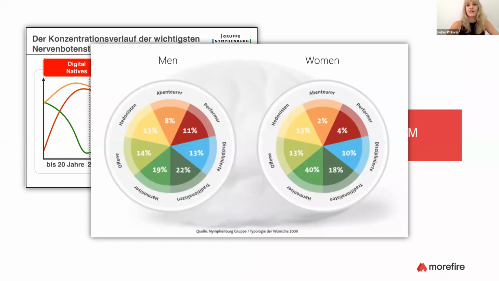Then gender can also tell us something about our target group. Here we see the distribution of the German population among the limbic types, divided into male and female. And it becomes visible that women, for example, are much more likely to be harmonizers. So 40% of German women are harmonizers, men only 19, so less than half. And when it comes to dominance, adventurers and performers, for example, the percentage of men is 3 to 4 times higher than that of women.